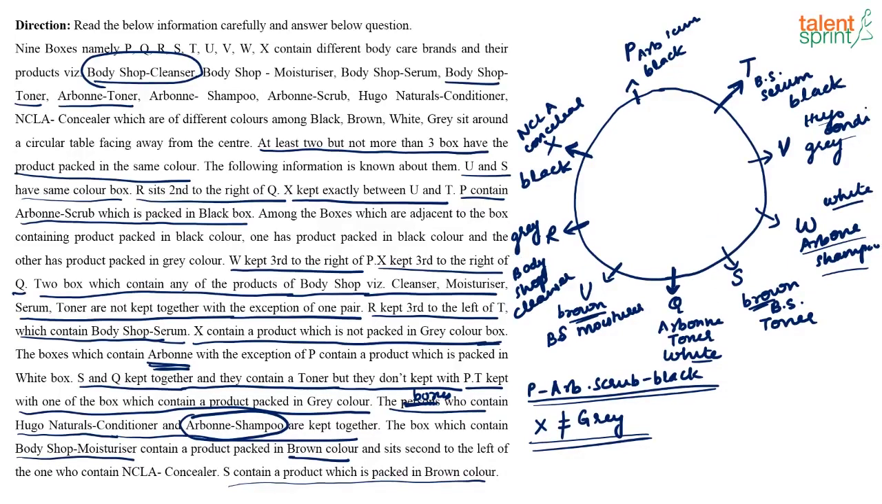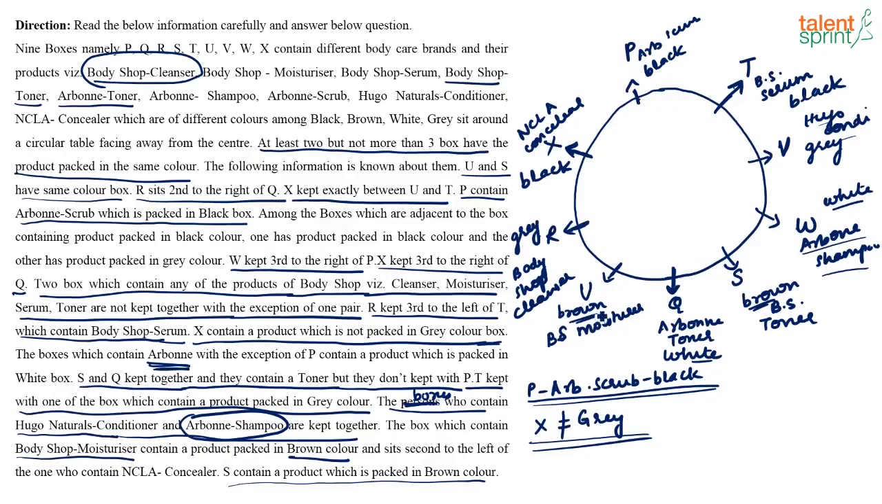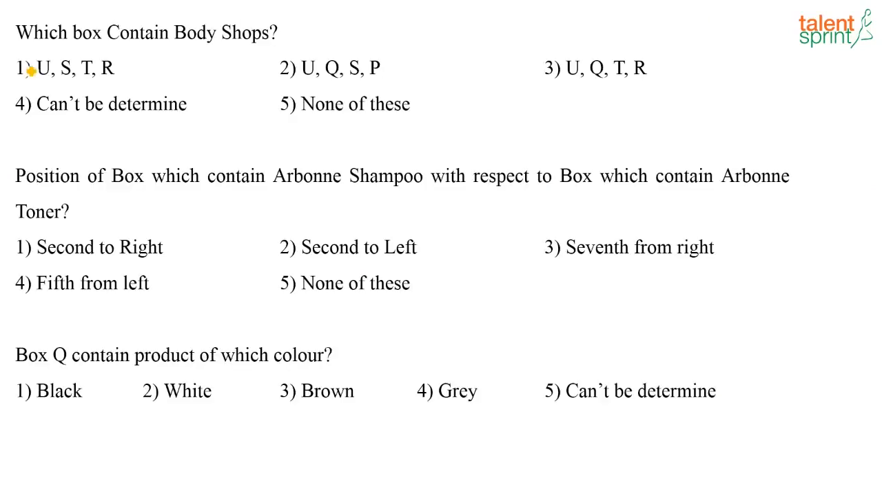Okay. Now let us look at the questions that follow. Which box contains Body Shop? So which box contains Body Shop? U. See, U is Body Shop. S is Body Shop. Then you have T is Body Shop, and one more Body Shop should be there, no? R. USTR. That is your answer.